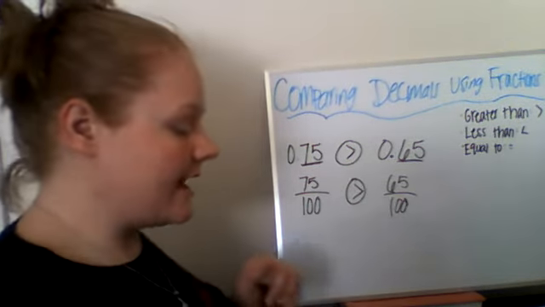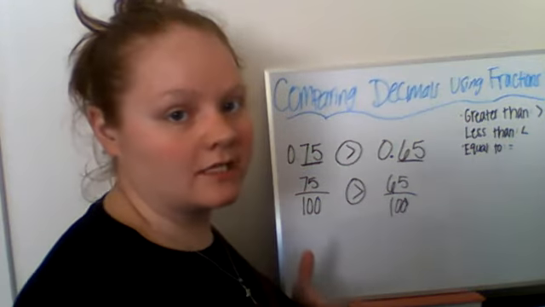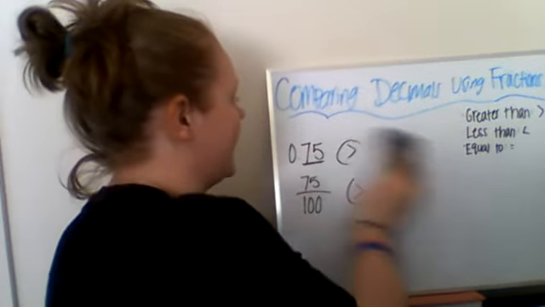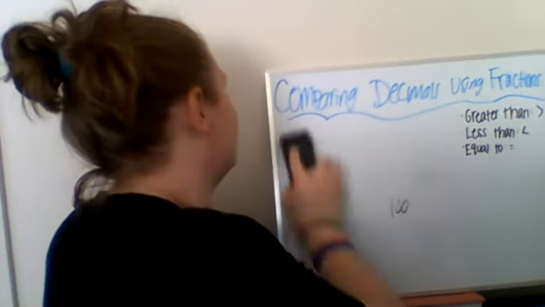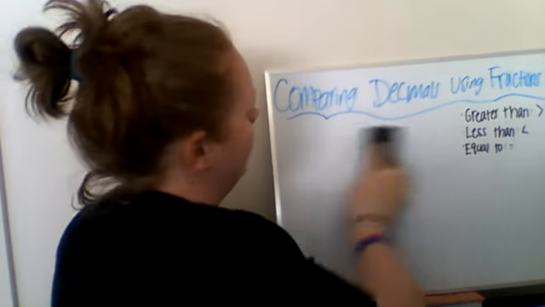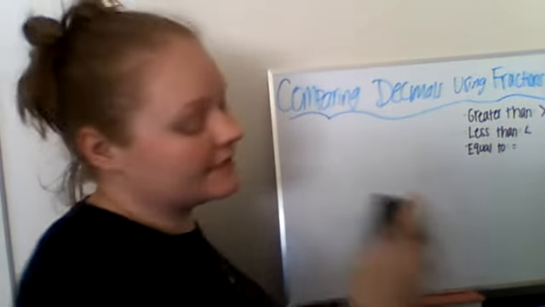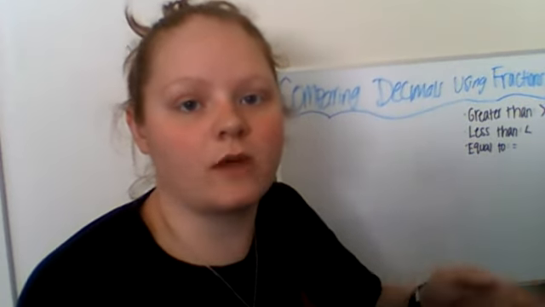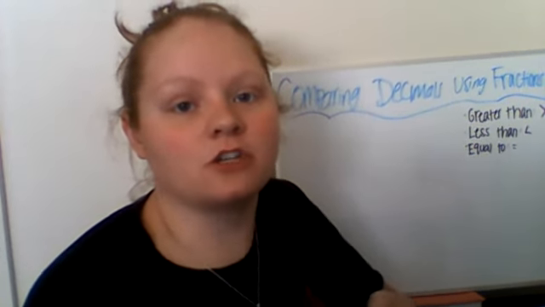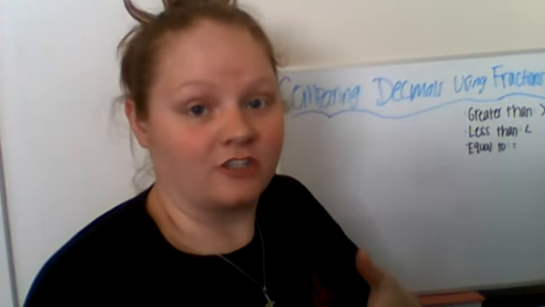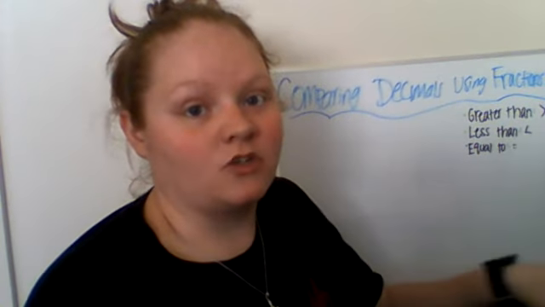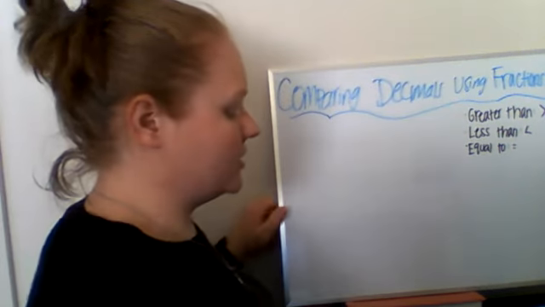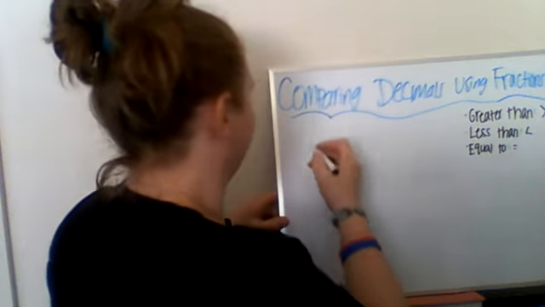Okay? Now, let's look at our last way on how to compare decimals. And this way we're going to be using a hundredths block. So in this example, we're kind of combining way 2 into way 3. So I'm going to have to use the fraction form to be able to get me to my hundredths block. Okay, so let's do an example.